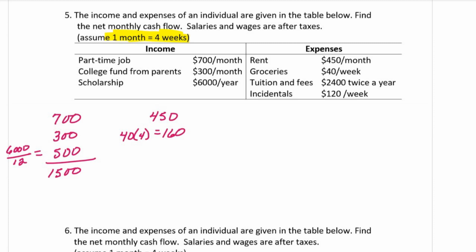Now, tuition and fees says $2,400 twice a year. So that means every 6 months. So we're going to take that $2,400 divided by 6. So that's $400 per month. Now, sometimes you will be given a problem that says semi-annually. That means the same thing as twice a year.